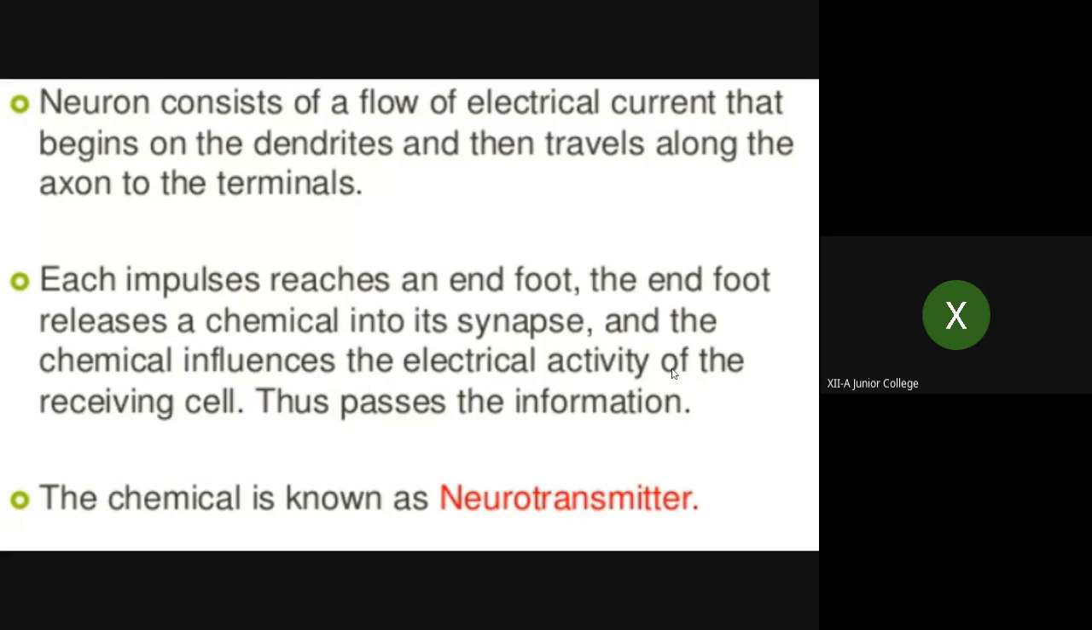A neuron consists of a flow of electrical current that begins on the dendrites and then travels along the axon to the terminals. Each impulse reaches an end foot. The end foot releases a chemical into its synapse, that means that part, and the chemical influences the electrical activity of the receiving cell, thus passes the information. The chemical is known as neurotransmitter. Transmitter is what is to be transferred, and that chemical which is present in the nerve cell, that is a neuron, is called neuro. That's why this is the name, neurotransmitter.